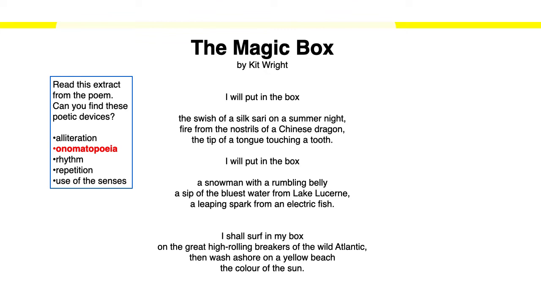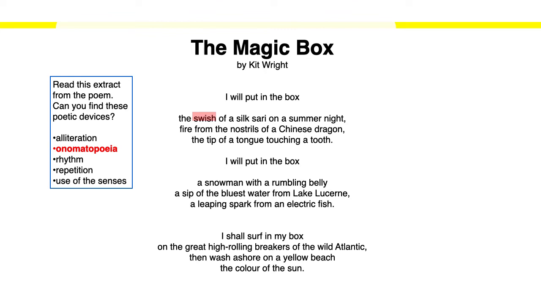Okay, well done. Now the onomatopoeia in this poem is the word swish. You can imagine a sari swishing on a summer's night. That's a really nice piece of imagery that Kit Wright has used, and he's used onomatopoeia to achieve it.